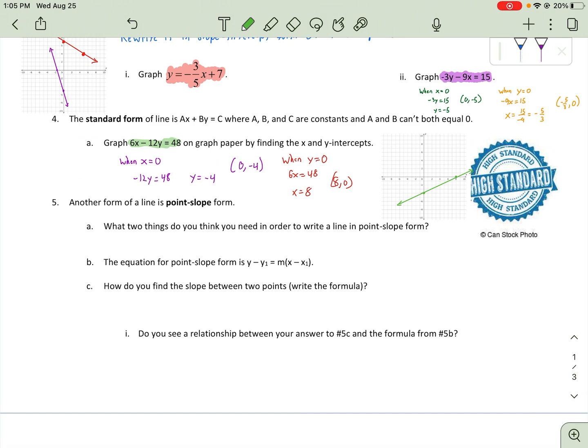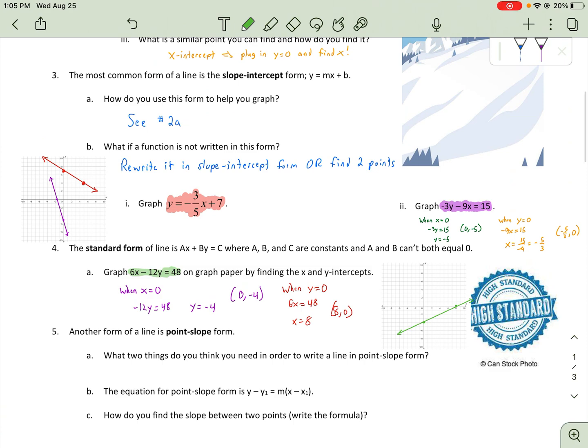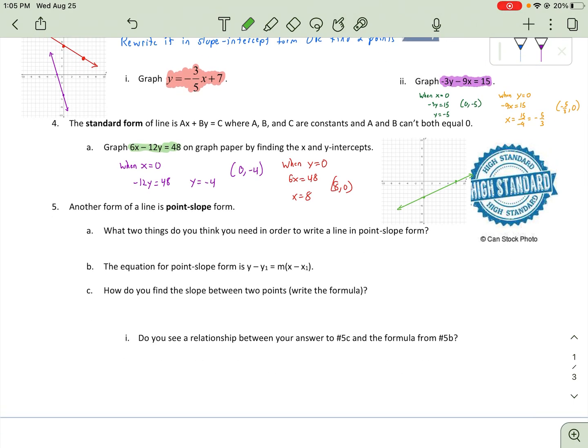All right, another form of a line is point slope. So we were doing slope intercept in number 3, and then we did standard form in number 4. There's another form called point slope, which you need a point and a slope.